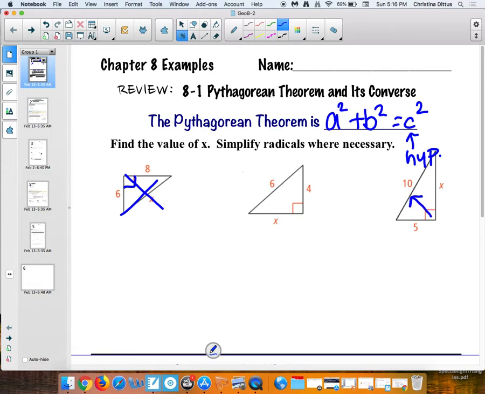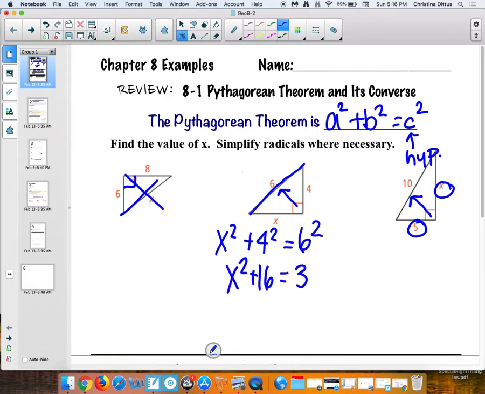And it doesn't matter what a and b are. You can have them in any order. So for this one, a, I'm going to say is x, b is going to be 4, and the only one that matters is that your hypotenuse, the thing across from your right angle, is out by itself. So 4 squared, 16, 6 squared, 36, which means x squared is 20.